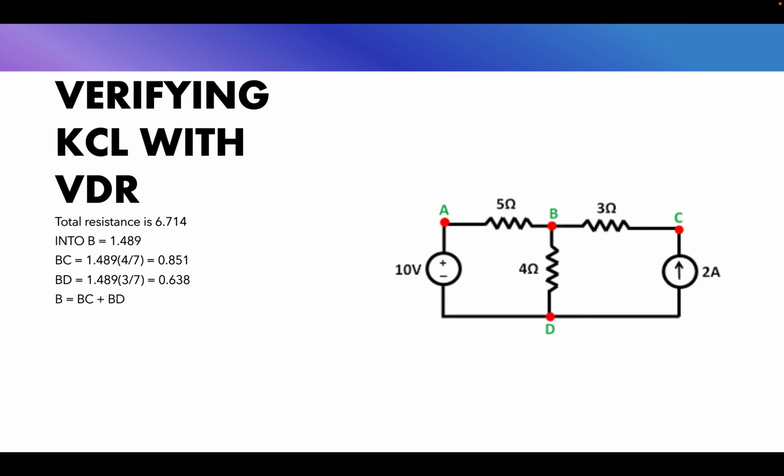So in the circuit, I'm just going to disregard the 2A current on the right there, just forget about that. The total resistance is 6.714. We all know how to do that. Using V equals IR, the current into B is 1.489 amps.